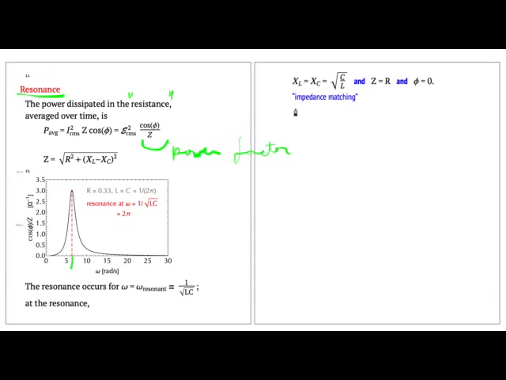So this is sometimes called impedance matching. Impedance matching is a desirable feature of, maybe a desirable feature of an AC circuit, so that you have the maximum transfer of energy.